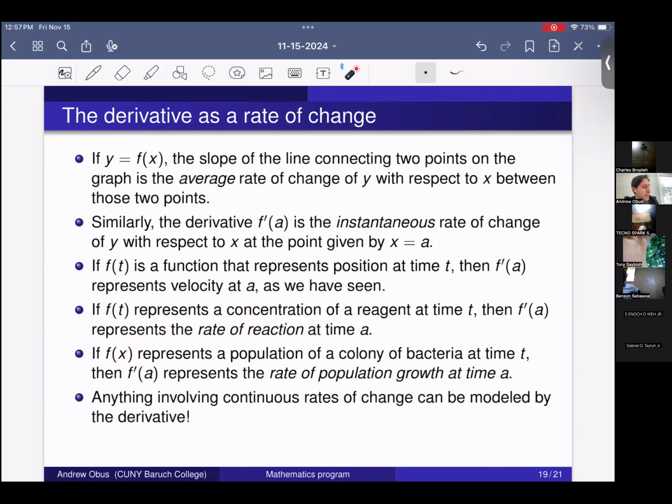If f of x represents the population of a colony of bacteria at time t, then f prime of a represents the rate of population growth at the time a. Basically, anything that involves continuous rates of change can be modeled by the derivative, right? If f is equal to a quantity, then f prime is equal to the rate of change of that quantity.